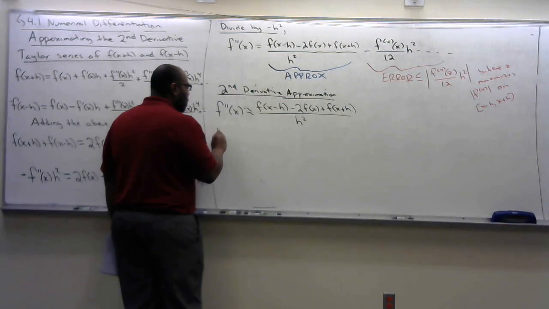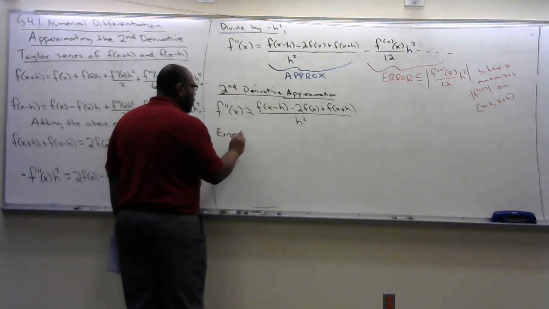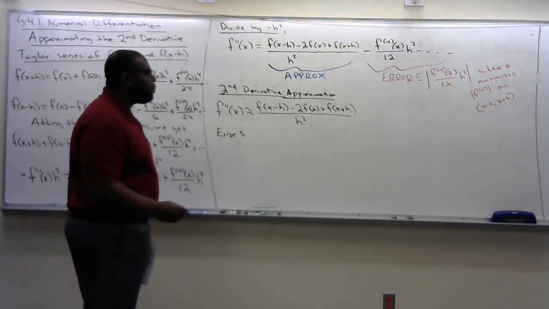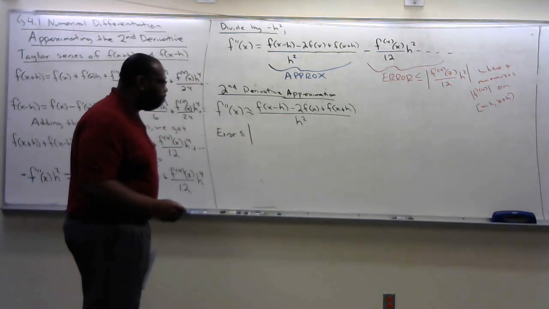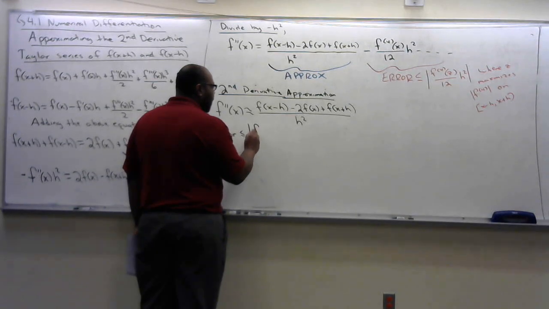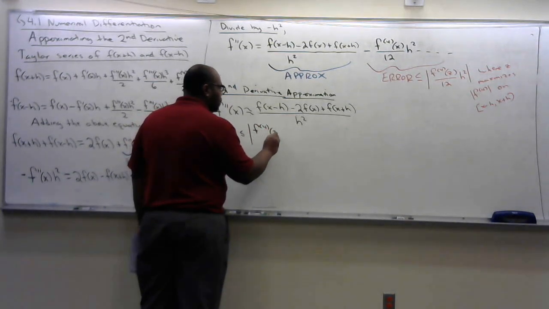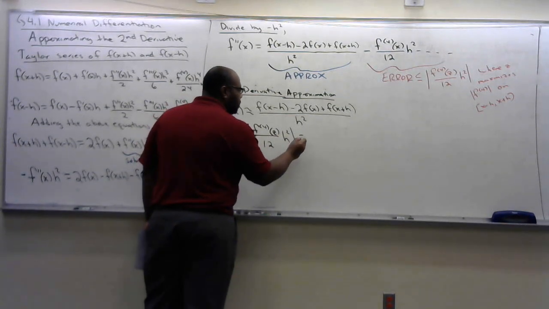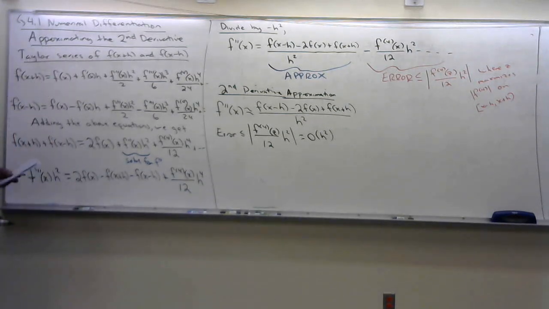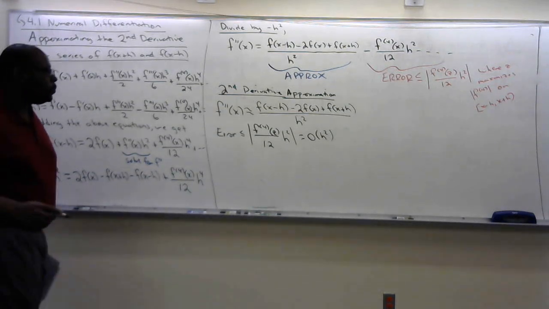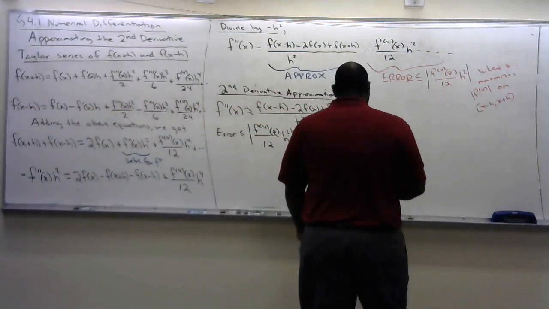My error. And here, when I say error, I'm talking about absolute error. That's what I always mean when I say error, unless I say relative error. But we're looking at the absolute error here. Well, this is big O of h squared in terms of the error. Let's look at a quick example. Then we'll be done with this lecture.